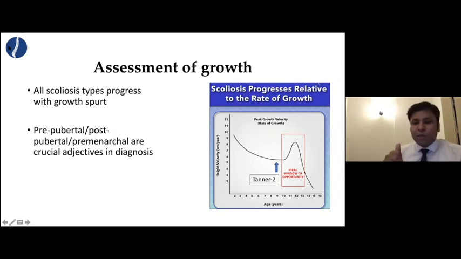And if you are able to detect a patient who is Tanner stage 2 and let's say has a 50-degree scoliosis, you should be able to prognosticate and tell the parents that this is very likely to progress to potentially 70 or 80-degree curve. And that's where there is the ideal window of opportunity that you can do some intervention, either bracing or preferably surgery.